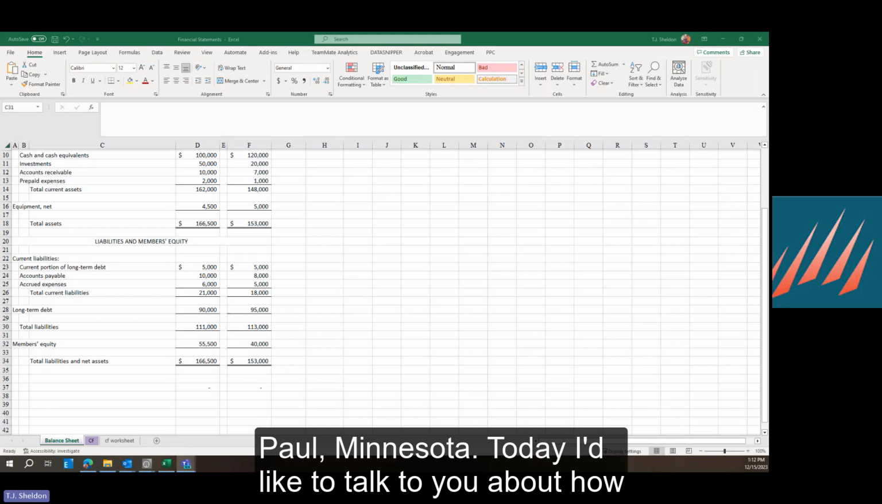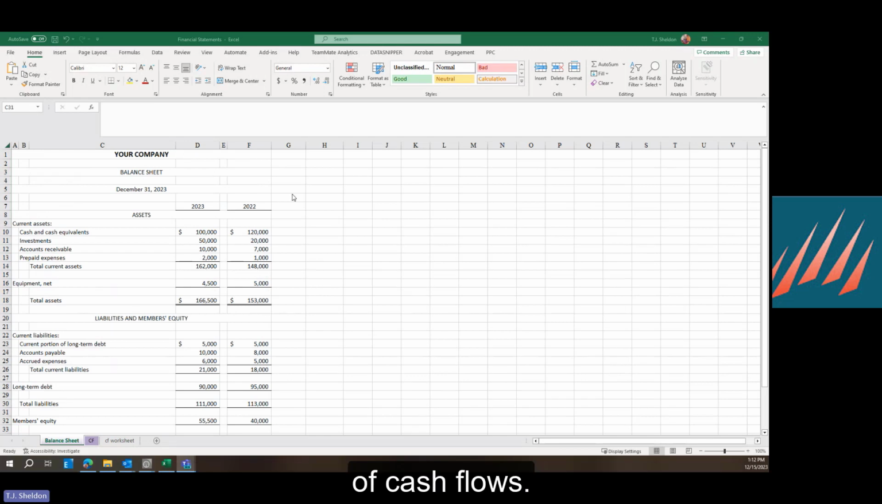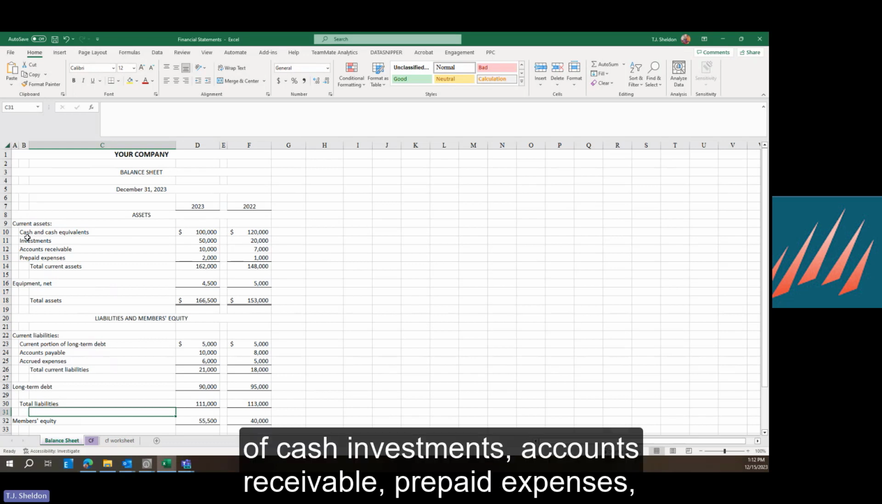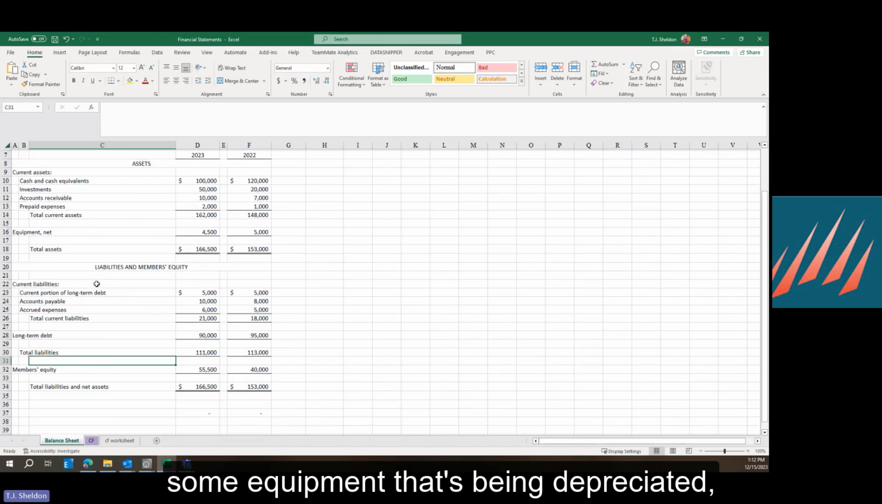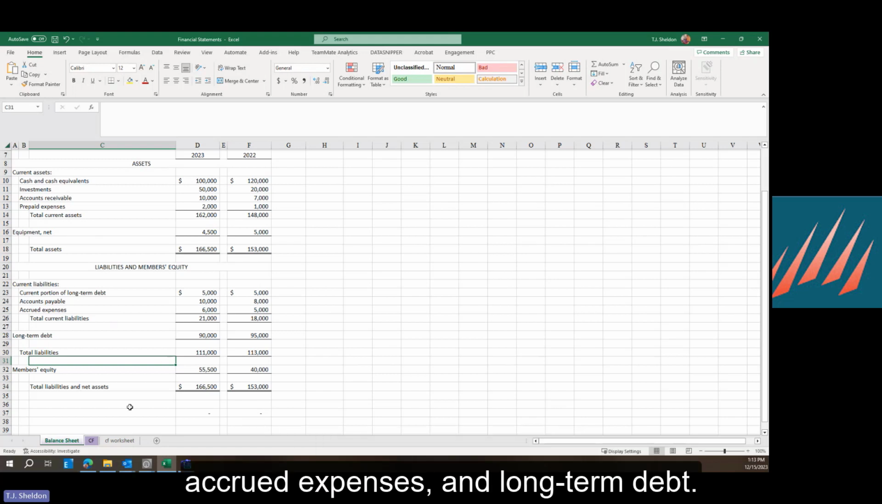Paul, Minnesota. Today, I'd like to talk to you about how to prepare and read a standard statement of cash flows. First of all, we're going to start with the balance sheet. Assets consisting of cash, investments, accounts receivable, prepaid expenses, some equipment that's being depreciated, and then some liabilities for accounts payable, accrued expenses, and long-term debt.